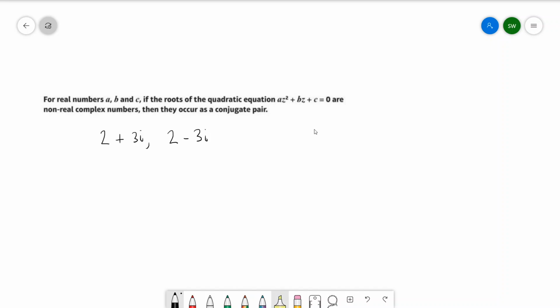And we also had this extra condition that a, b and c had to be real numbers. That just meant that the coefficients a, b and c had to be real. They couldn't have i in them. So it turns out that this is true for any polynomial, not just a quadratic.